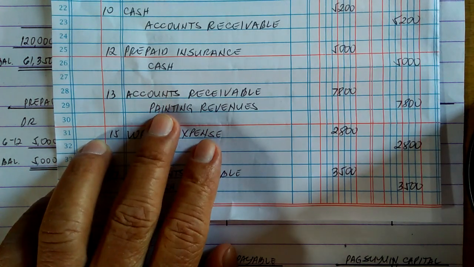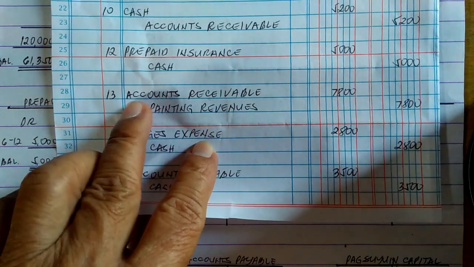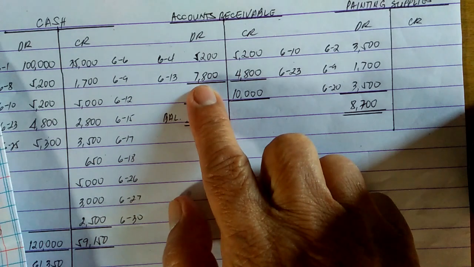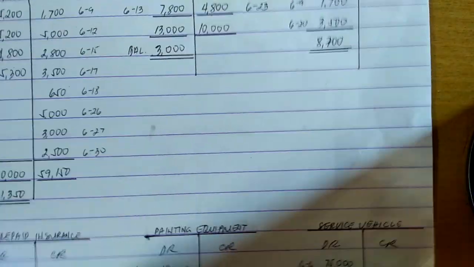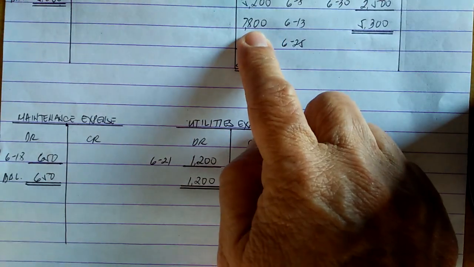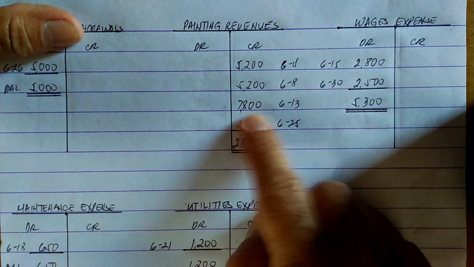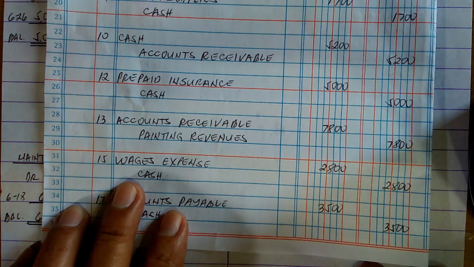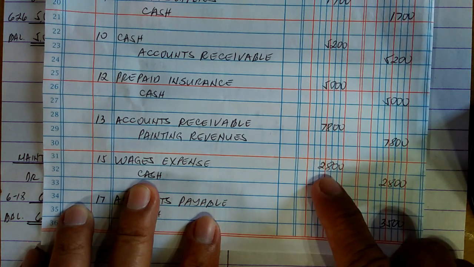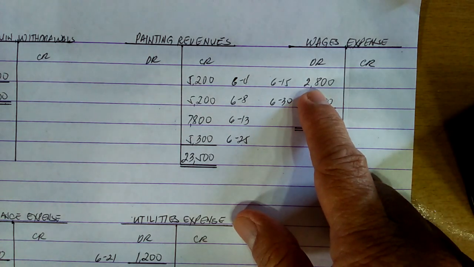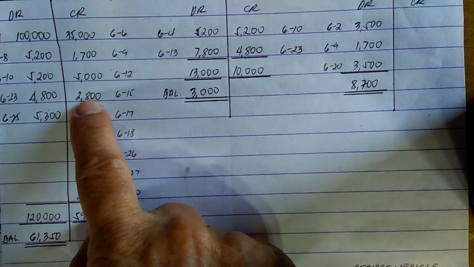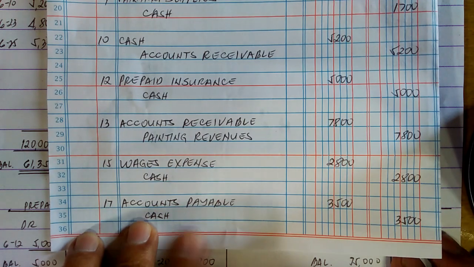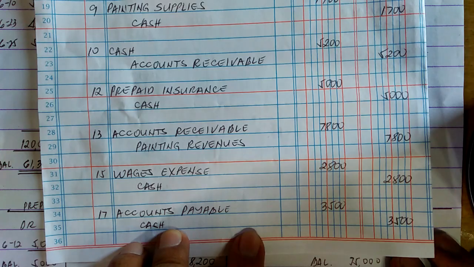Okay, June 13. Account receivable, 7,800. And credit, painting revenues, 7,800. Nung June 15, wages expense, debit 2,800 and credit cash 2,800. June 17, debit accounts payable 3,500, credit cash 3,500.